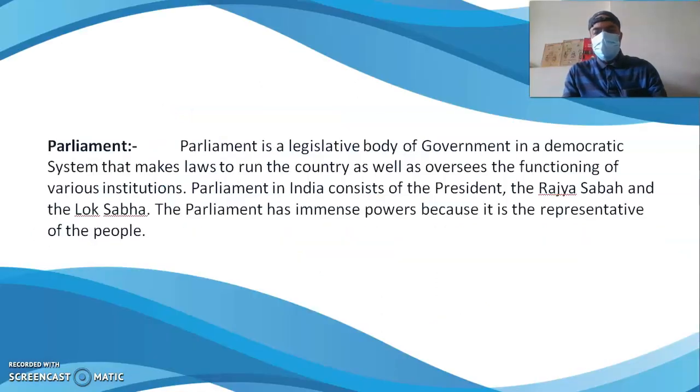Now what is parliament? Parliament is the legislative body of government in a democratic system. It makes laws to run the country as well as oversee the functioning of various institutions. Parliament in India consists of the President, the Rajya Sabha, the Council of States, and the Lok Sabha, the House of Representatives. The Parliament has immense powers because it is the representative of the people.